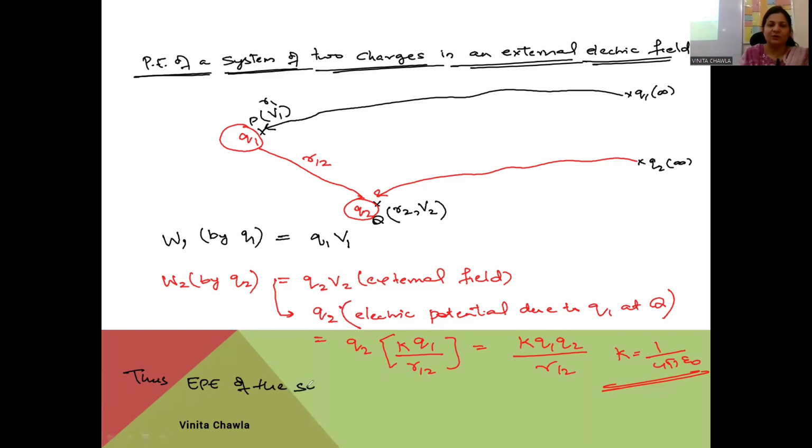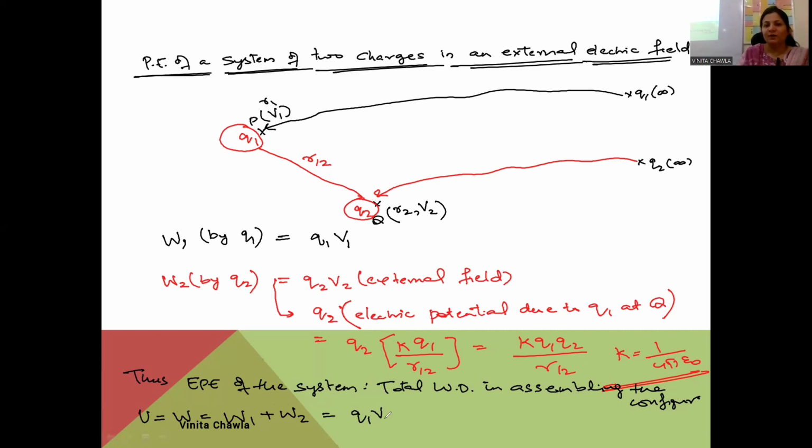is the total work done in assembling the configuration. So U is equal to W, and W is equal to W1, work done by charge Q1, plus work done by charge Q2. Work done by charge Q1 is Q1V1, work done by charge Q2 is Q2V2 plus KQ1Q2 by R12.